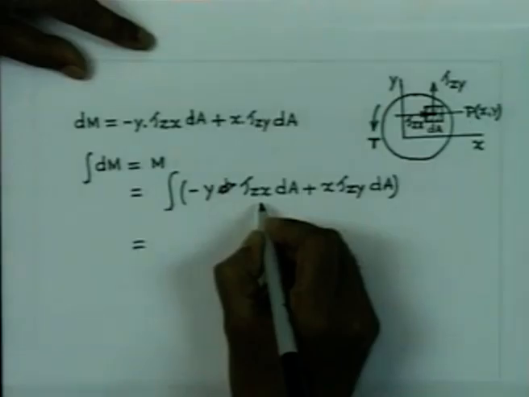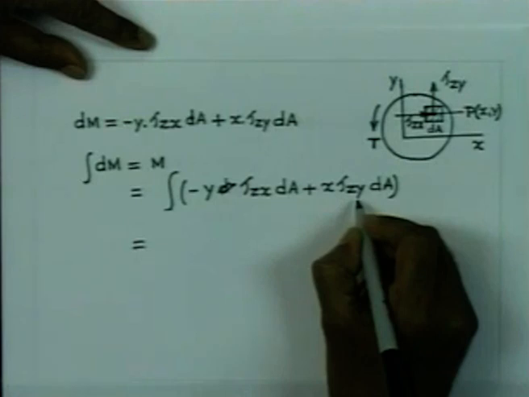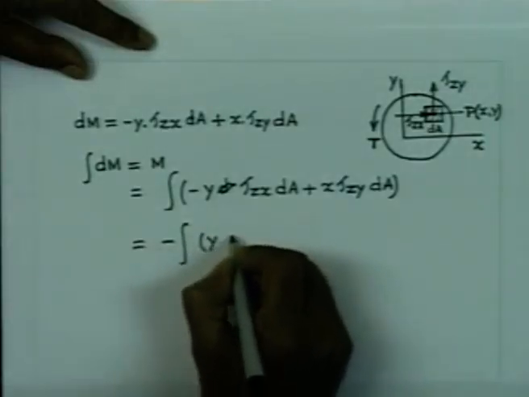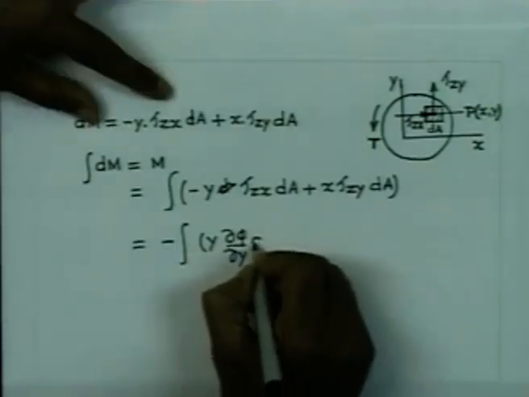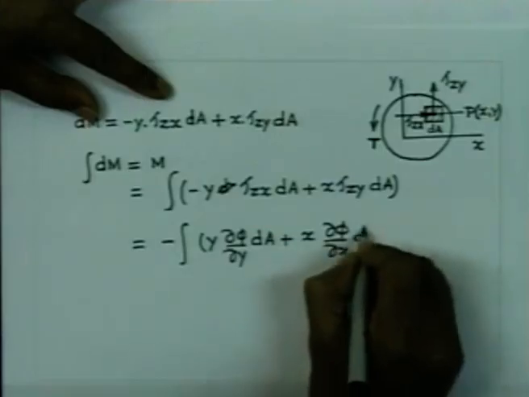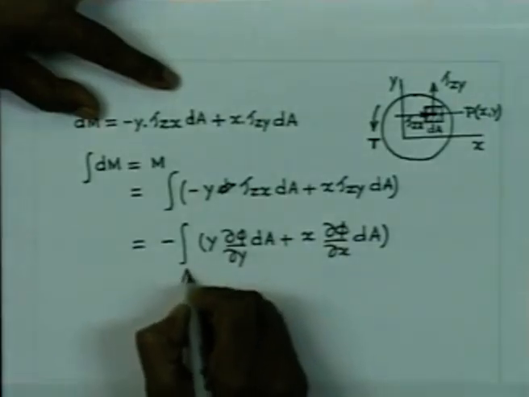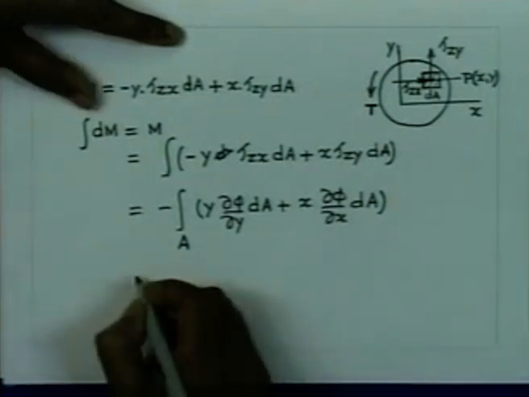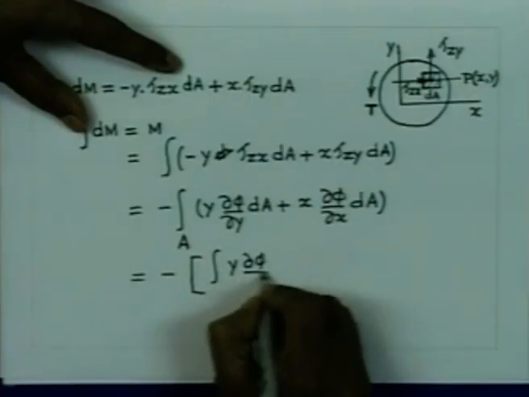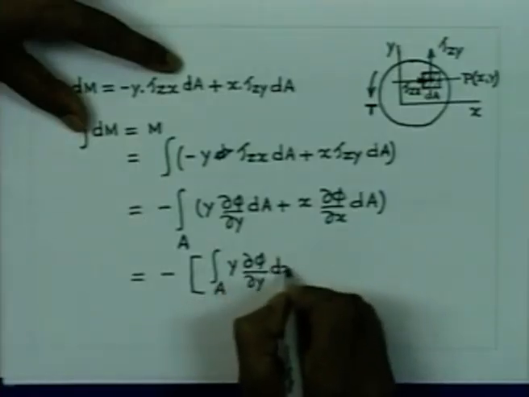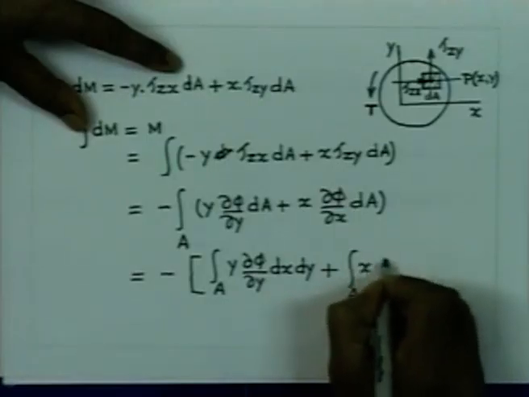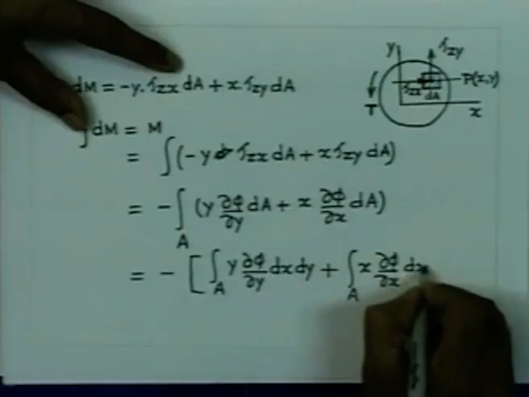Now, if you substitute value for tau zx, which is nothing but delta phi by delta y, and tau zy is minus delta phi by delta x. So, therefore, you would have this integration y delta phi by delta y dA plus x delta phi by delta x dA, and if we consider that the area is A, this integration is implied to be over the total area. We can write this thing as integration of y delta phi by delta y over the area, so therefore, this is dx dy. So, also we have integration of this quantity x delta phi by delta x dx dy.